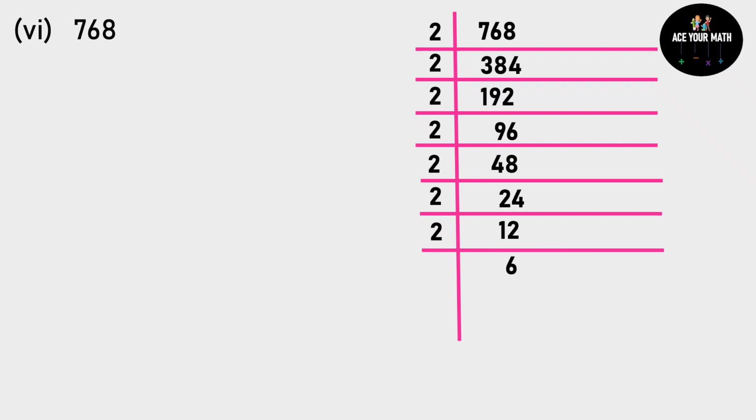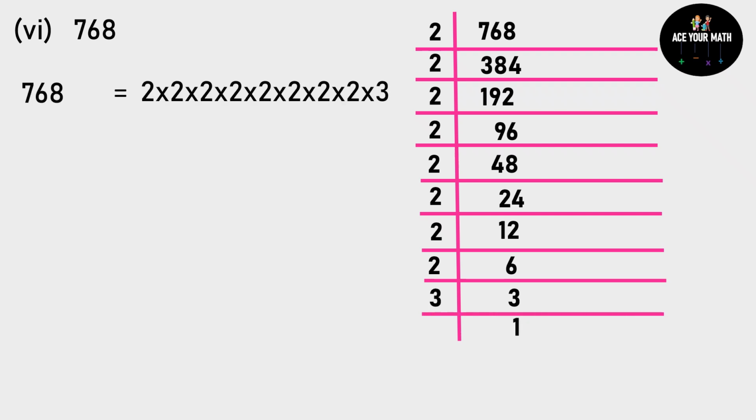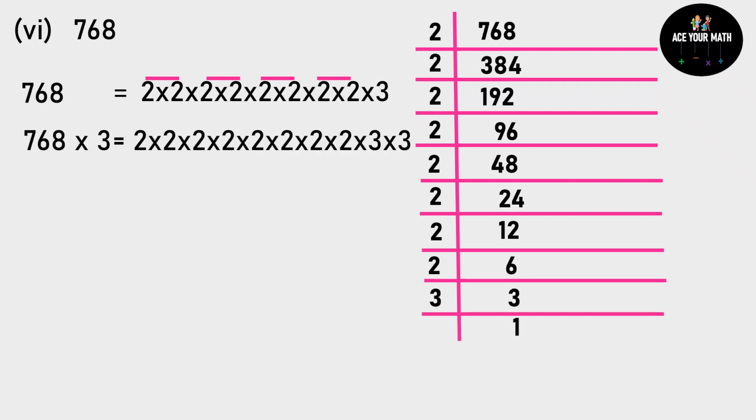24 is divisible by 2, you get 12. 12 on dividing by 2, you get 6. Divide again it by 2, you get 3. And at the end, divide 3 by 3 to get 1. Now 768 can be written as product of all these prime factors. Now again start forming pairs. If you see everything has a pair other than 3, 3 is alone here. If I want to make this number a perfect square, it means I will multiply both sides by 3.